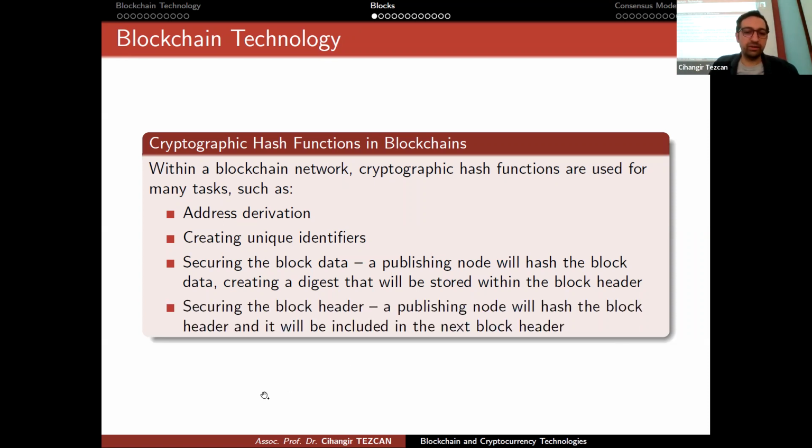We also use hash functions to secure the block header. A publishing node will hash the block header and it will be included in the next block header. But here the important thing is that this is actually where the mining happens in cryptocurrencies. Generally, the aim is to obtain a hash value that is smaller than the difficulty parameter. Okay. So once you obtain such a hash output, you include it in the next block. So this way you provide the security of the block header.